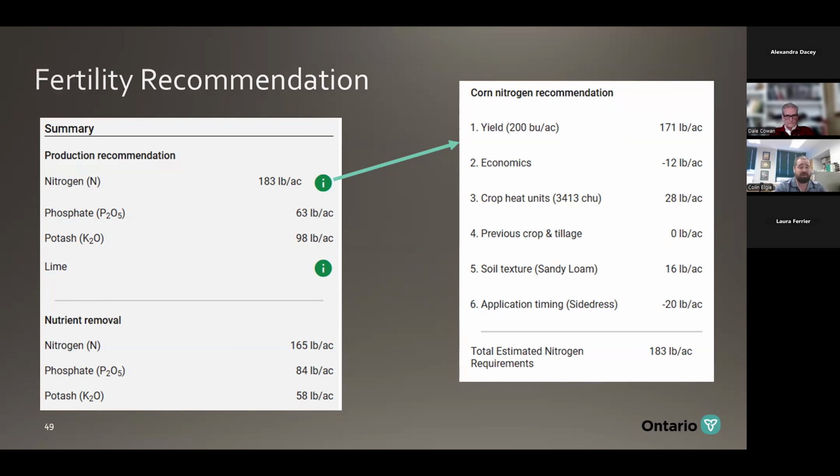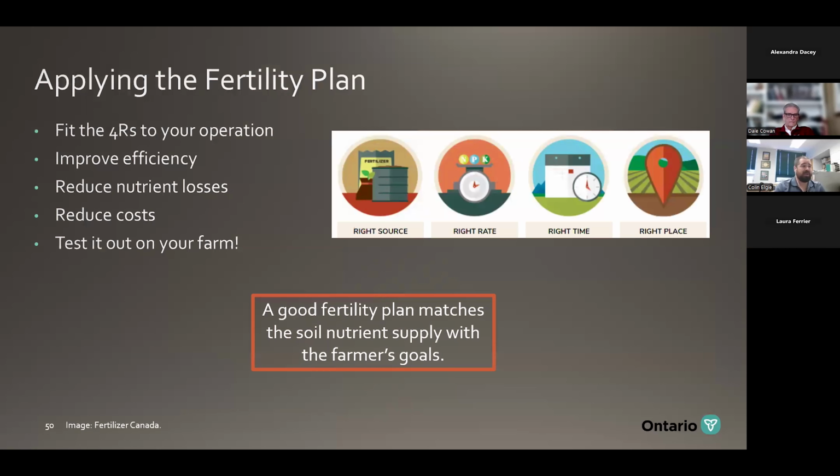How do all our different aspects, such as soil texture, heat units, yield, and economics, play into it? And when it comes to applying that fertility plan, really make sure we're looking at those 4 R's: using the right source at the right rate, at the right time, in the right place, and really finding ways to improve efficiency, reduce losses, and reduce costs on your individual farm.